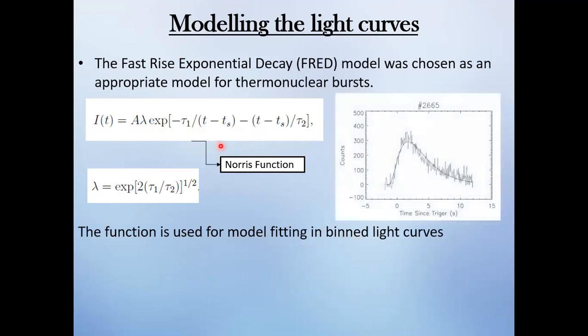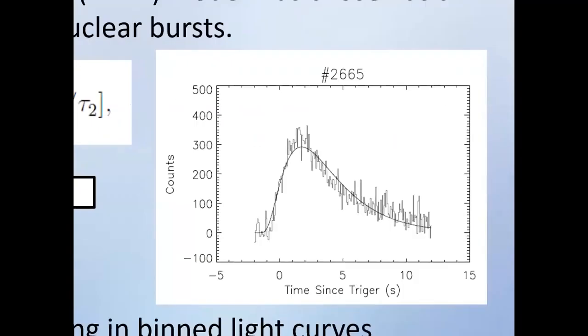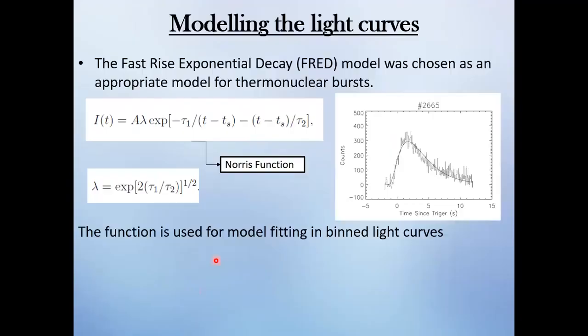Now coming to tau 1 and tau 2: they are responsible for the rise and decay parts of the curve. They characterize the rise and decay parts of the modeled curve, and this is how it looks. If I zoom in, yeah, this is how it looks. Initially it wasn't modeled, but now it is modeled. It looks great, right?